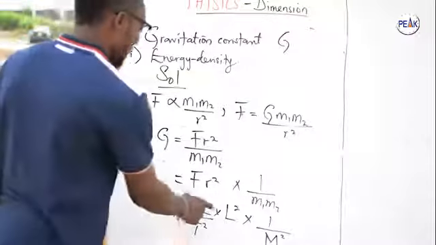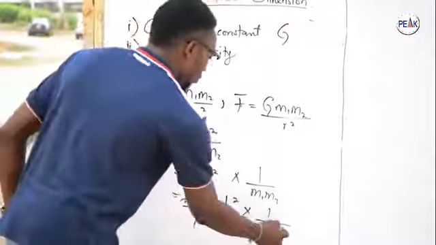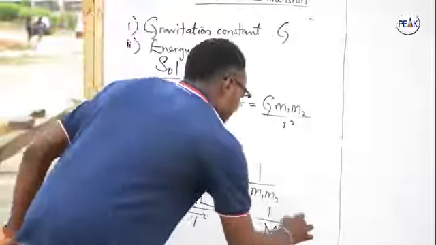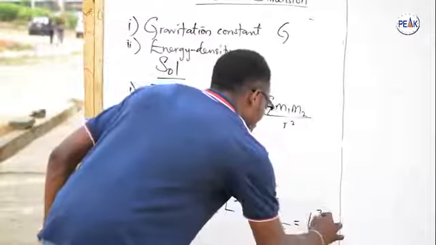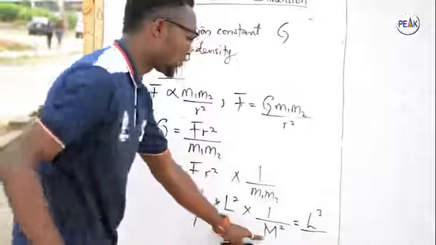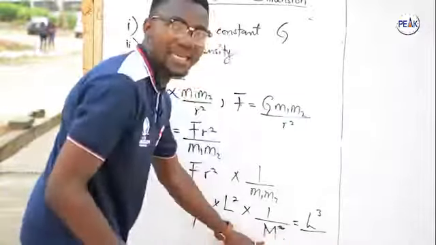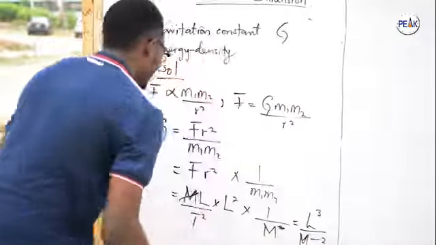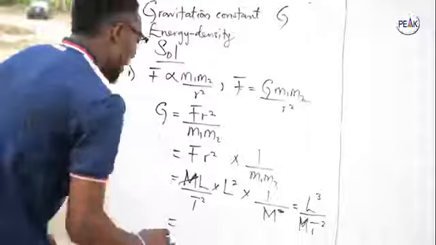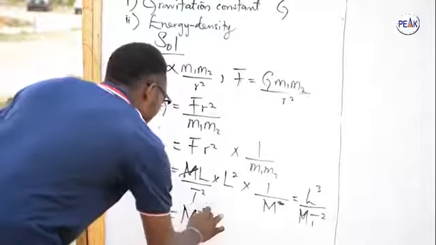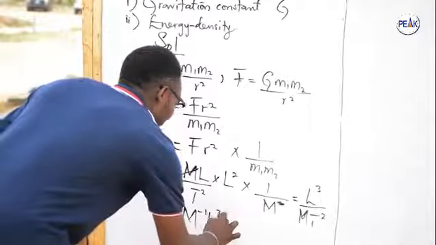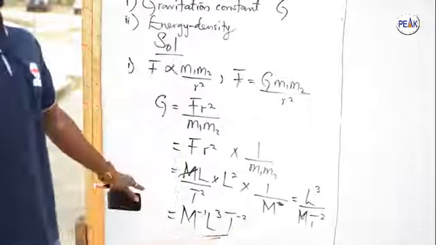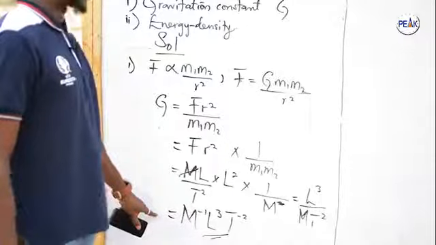So looking at this, we cancel one of this mass, and L times L² will give you L³. So that simply means that I have L³ divided by, we have one mass still remaining at the denominator, so that means I have M T². So if I want to write this linearly, I'm going to write M⁻¹ L³ T⁻². This is the dimension of gravitational constant G.